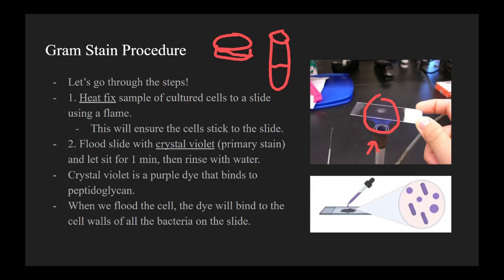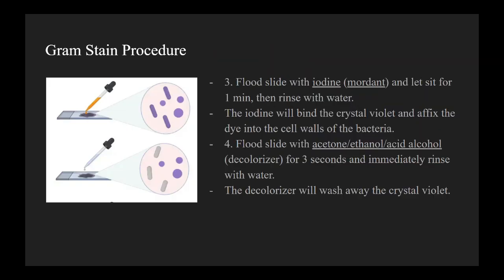Crystal violet is a purple dye that specifically binds to peptidoglycan. So it's going to be present in all the cell walls of the bacteria in the sample initially. And we'll see how that'll change in a second.